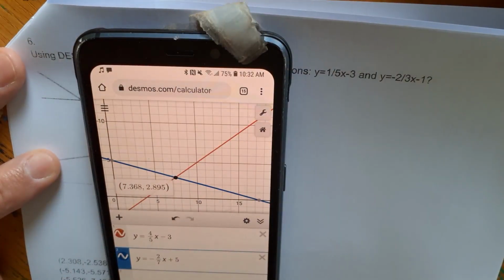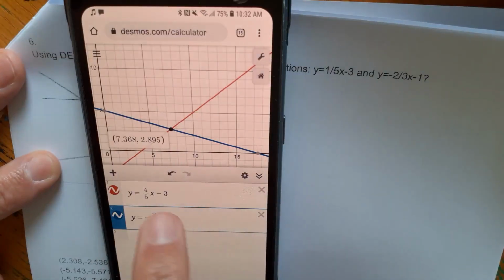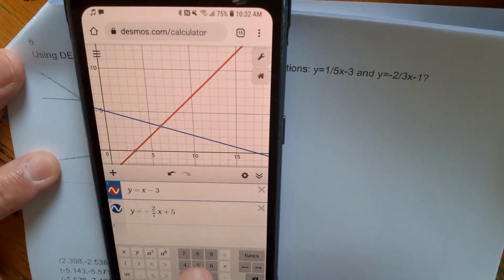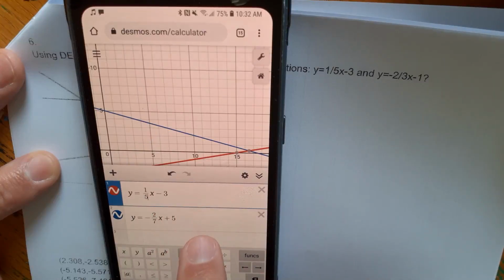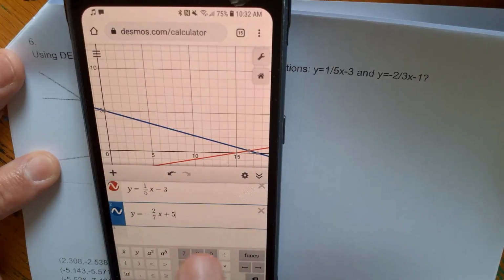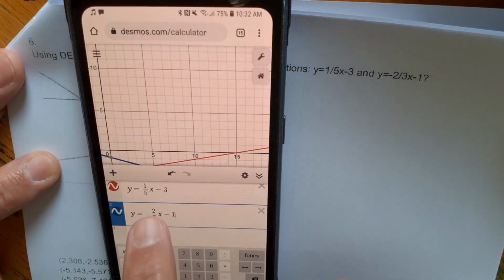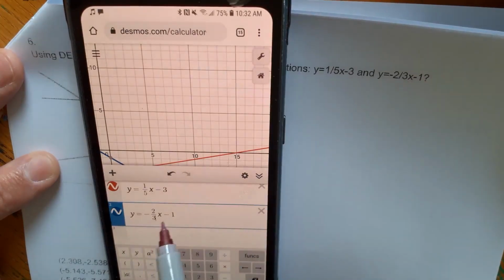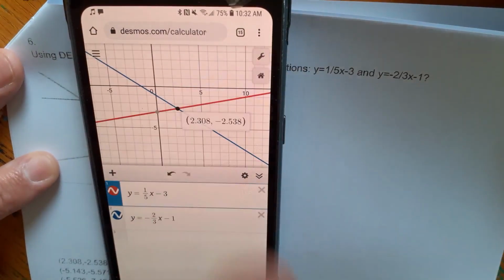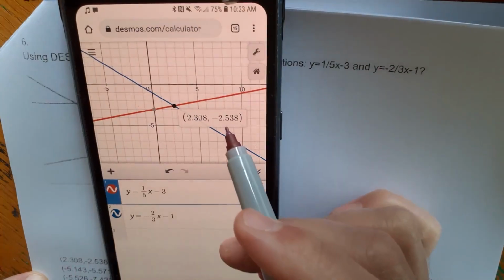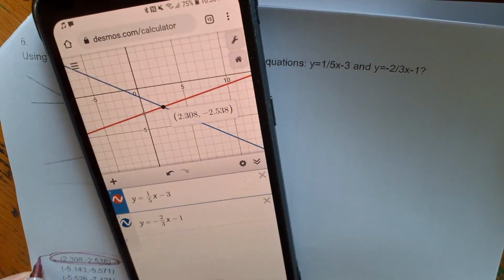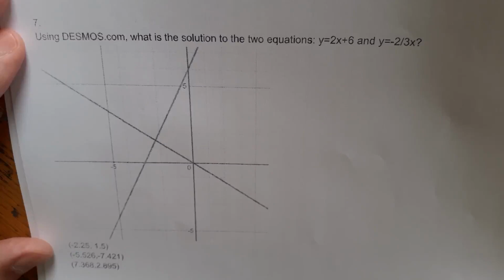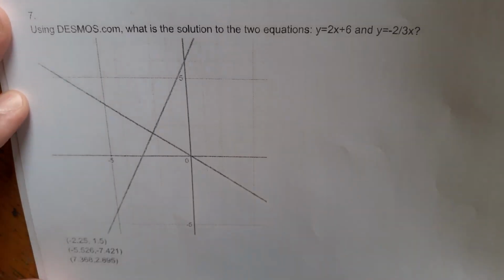All right, 1/5 x minus 3. One divided by 5 x minus 3, that goes there, and negative 2/3 x minus 1. Click home. That shows us where the intersection is, 2.308 and negative 2.538. So it looks like just Desmos practice so far here, and just getting used to the idea that we could have a non-integer outcome.